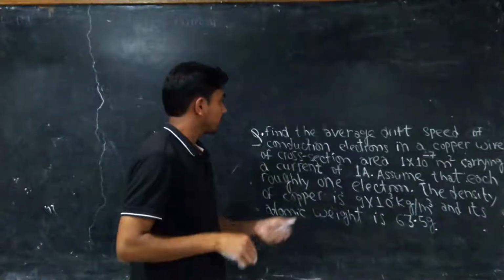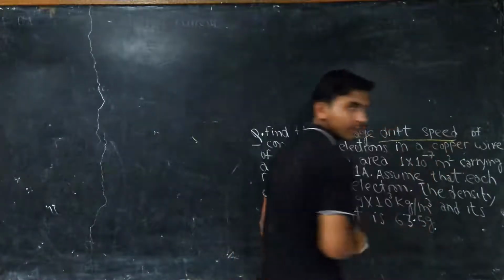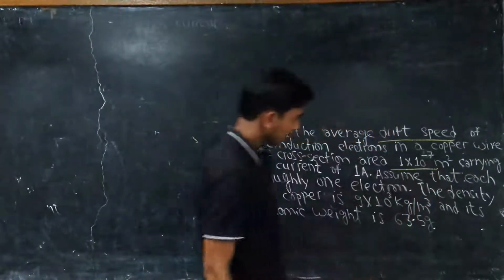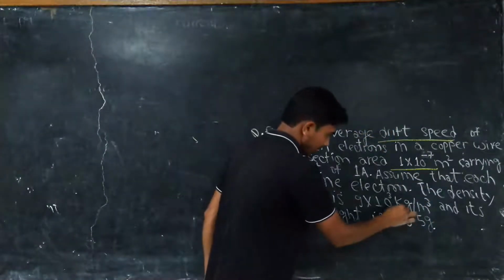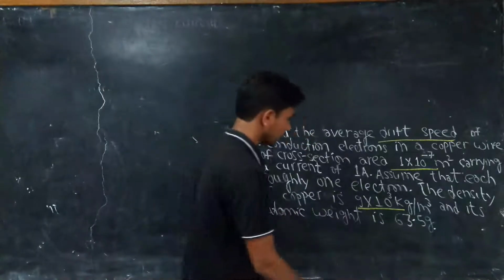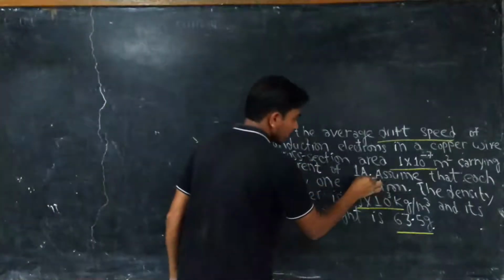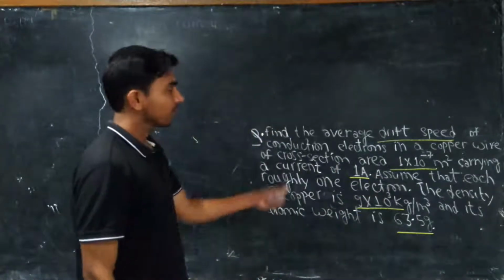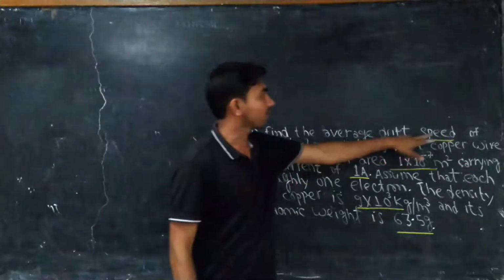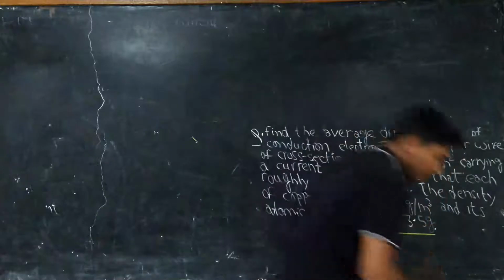Now you can see here what we have to find: drift speed. And what values are given? Area is given, and density is given. Density of copper is given, and one more thing, atomic weight is given, and current is also given. These are the data given in the question, and we have to find the drift speed.